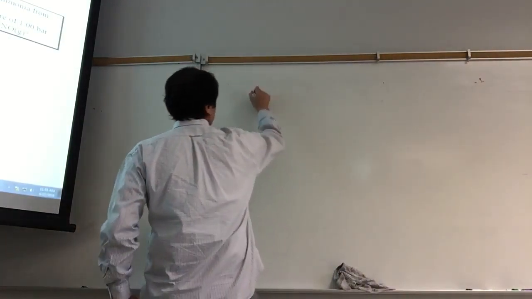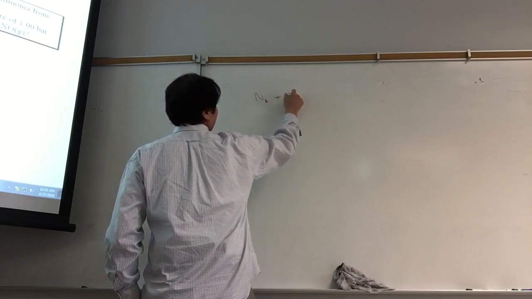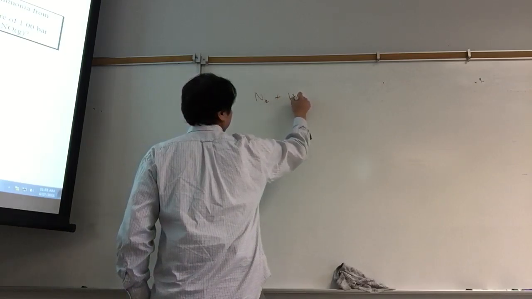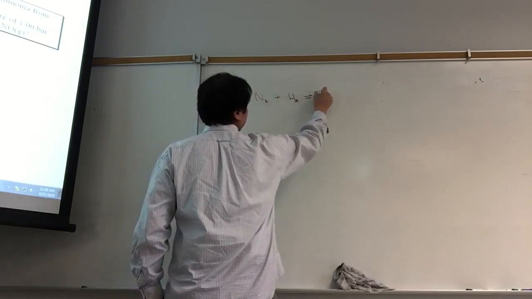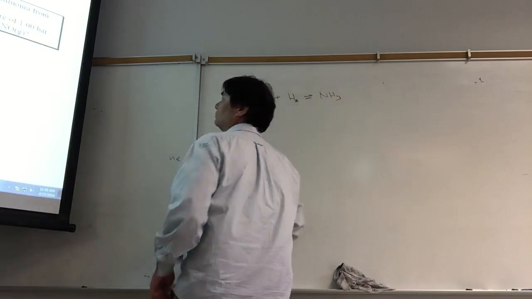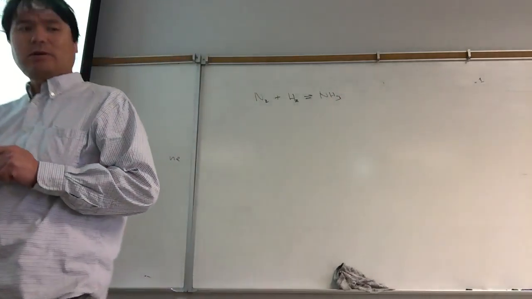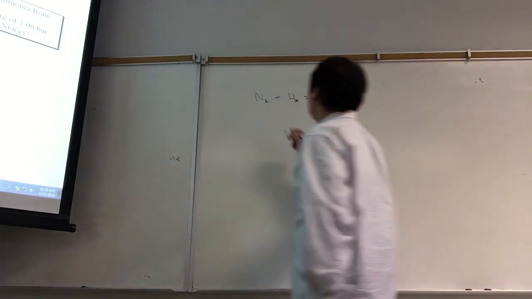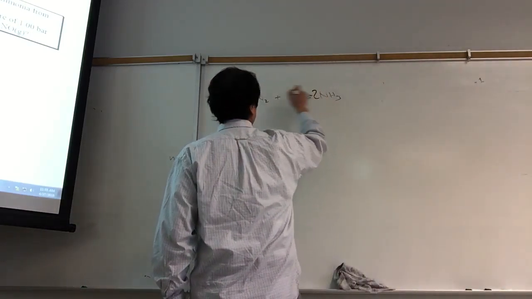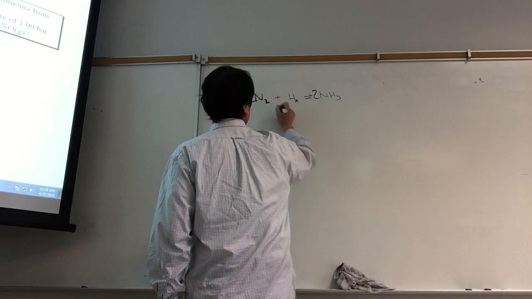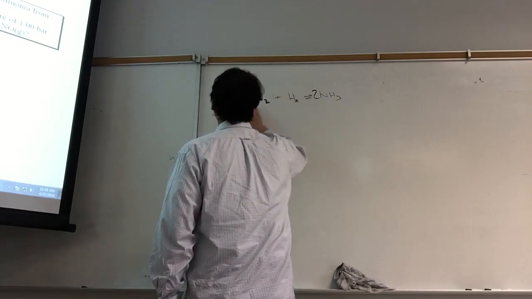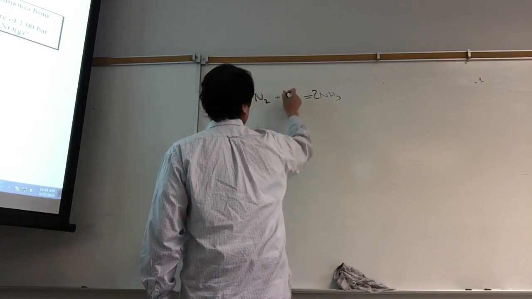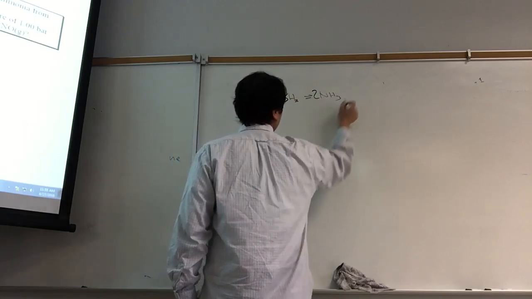So we're synthesizing ammonia from the elements, nitrogen and hydrogen. So we need to balance this equation. We need 1 nitrogen, 3 hydrogens, and 2 ammonias. They're all gases.